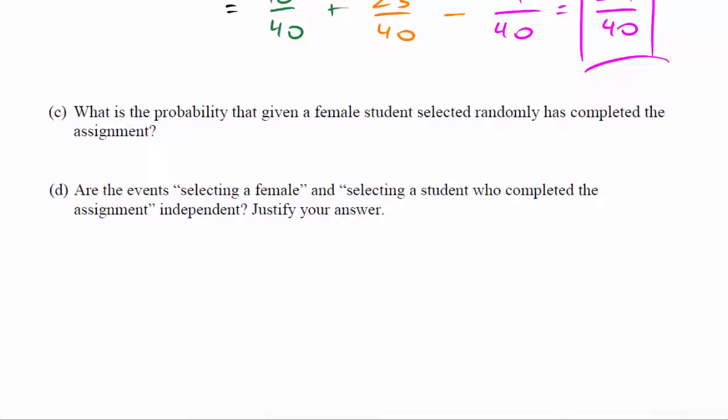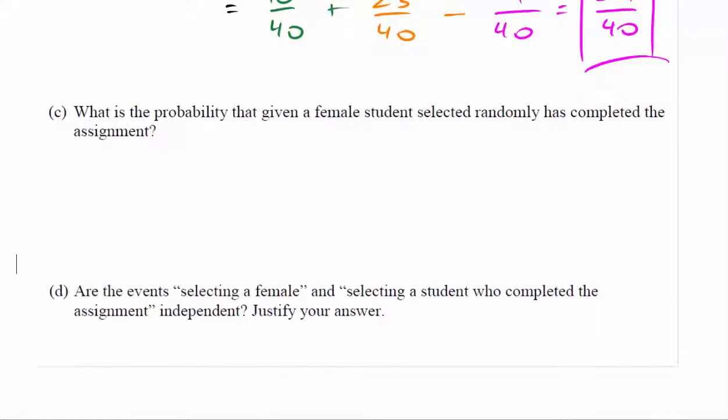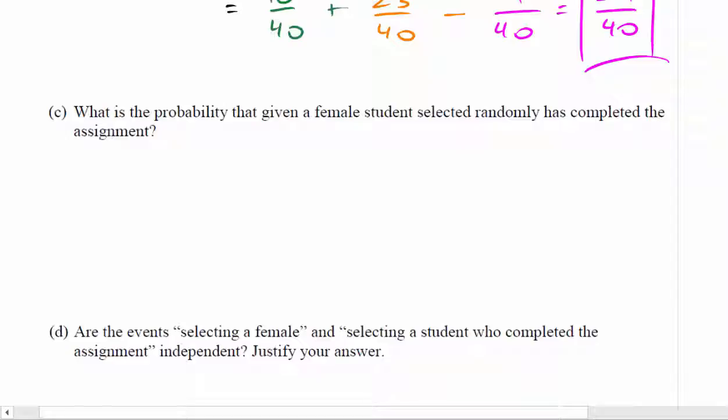Okay, next, what is the probability that given a female student selected randomly has completed the assignment? Now, the fact that I see the word given is always a giveaway for conditional probability. Conditional probability.